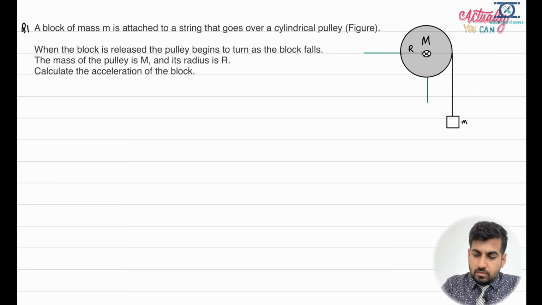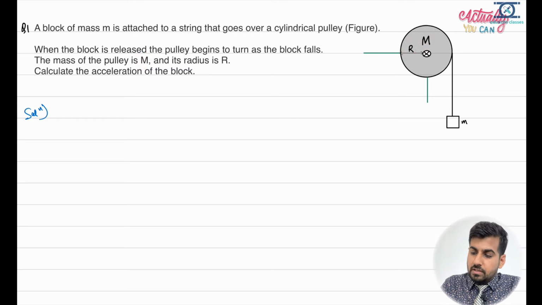Okay. So question number 1 says that there is a block of mass m attached to a string that goes over a cylindrical pulley as shown in the figure. Now when the block is released, the pulley begins to turn. So this will turn in this direction, and this object will move in the downward direction. The mass of the pulley is capital M and its radius is capital R. We have to find the acceleration of the block.